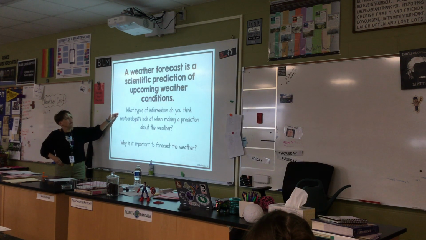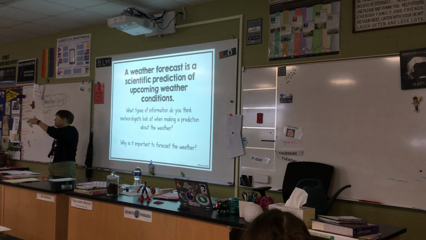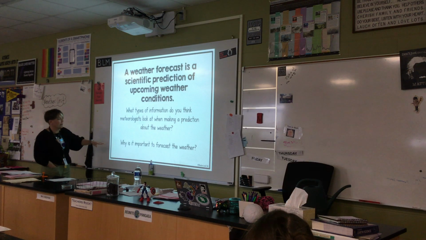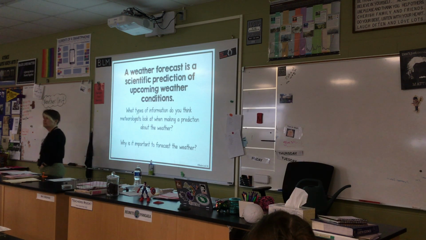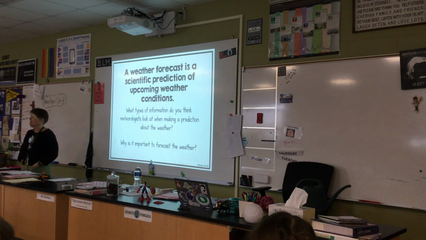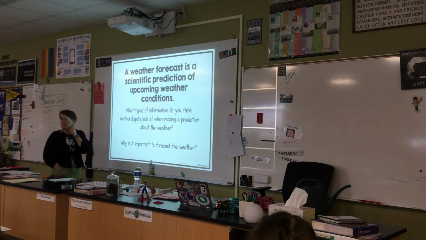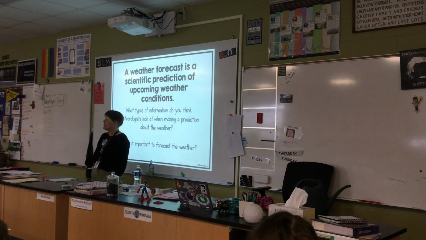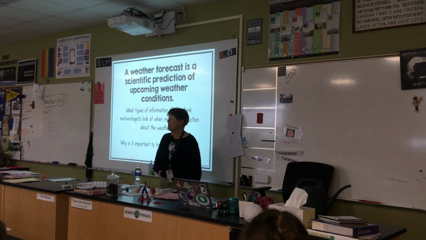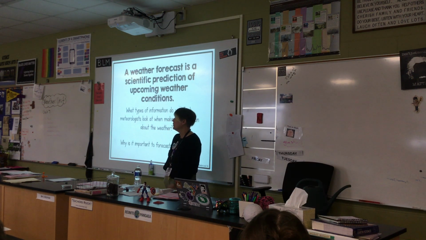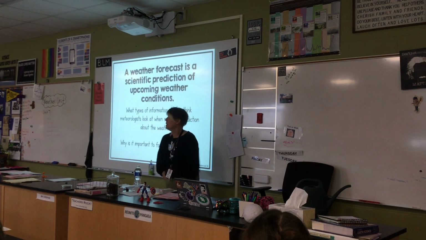It says, what types of information do you think meteorologists look at when making predictions? Well, they look at the things that you began to look at out there. Why is it important for us to forecast the weather? Why do we care about that? Yeah, what you're going to do or not. Agriculture, oh my gosh, yes, especially here, right? You can't plant crops if it's rainy and muddy, right? We want to be able to kind of tell what's happening.